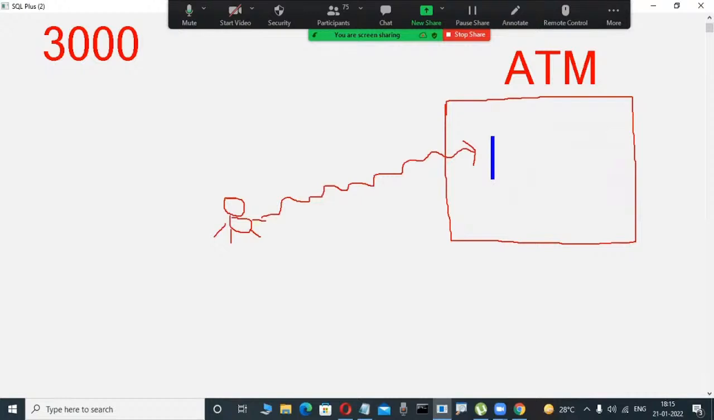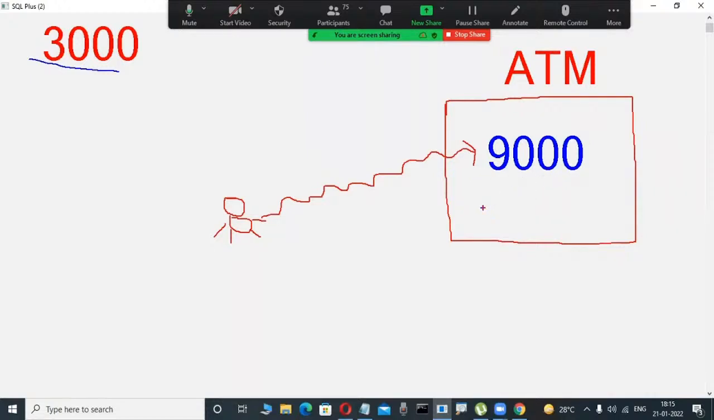Whenever I insert the ATM card, after entering the amount, it will ask. In that case, maybe I mentally decided to withdraw 9,000 rupees. Now as I try to withdraw 9,000 rupees, am I getting 9,000 rupees? No. Here my balance is 3,000, so how can I get it? Okay, so 9,000 rupees is impossible.